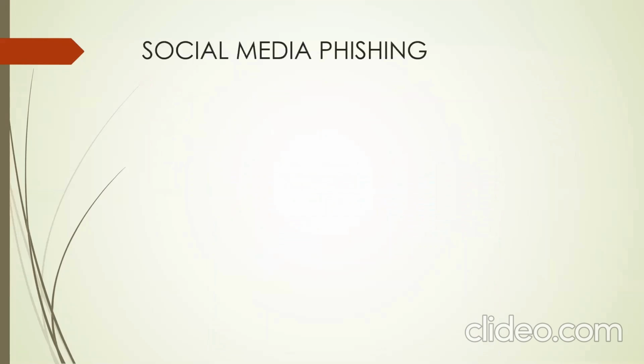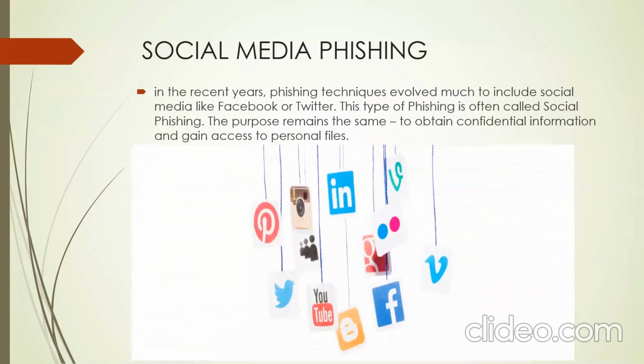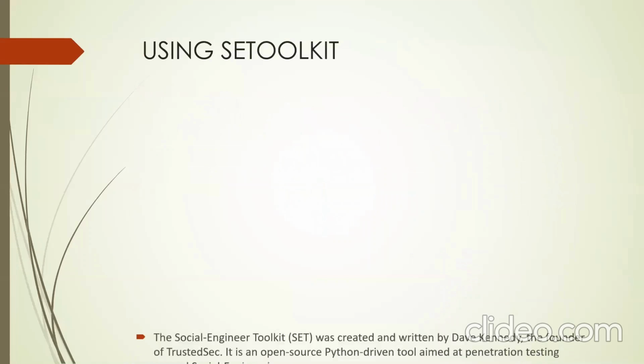Now, another attack is social media phishing. Through this also we can harvest credentials. In recent years, phishing techniques have evolved so much as to include social media like Facebook, Twitter, Google or Gmail. This type of phishing is often called social phishing or social engineering. The purpose remains the same: to obtain confidential information and gain access to personal files using the SE Toolkit.